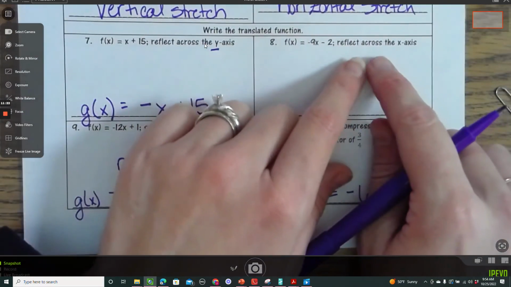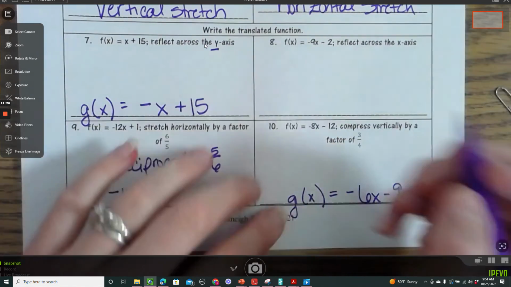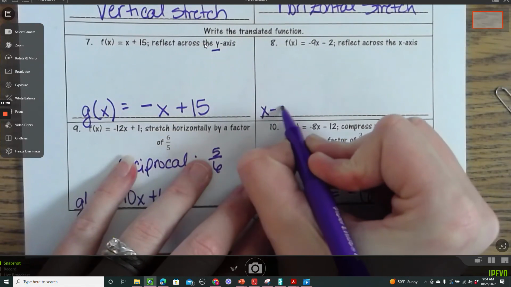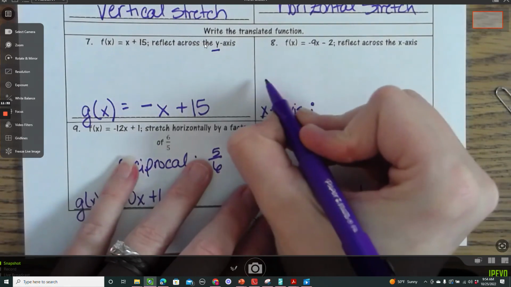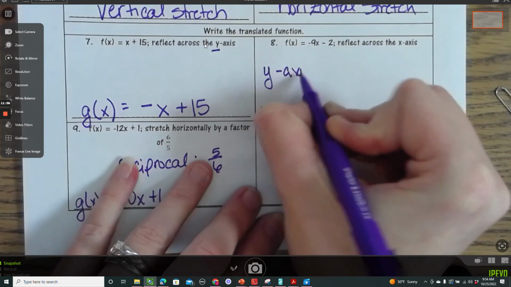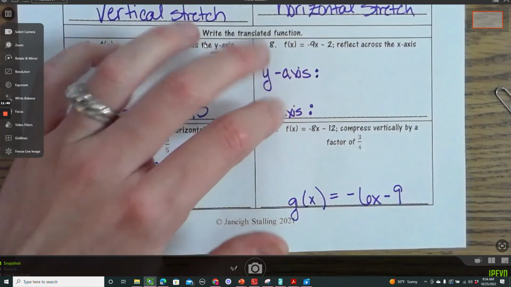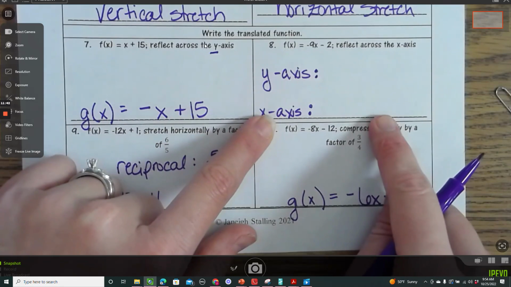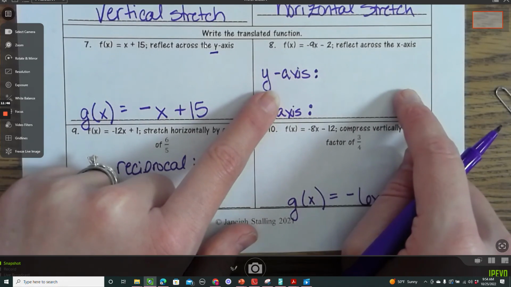So the only one that I have left for you is the reflection. Here's the deal. It says reflect across the x. Flip everything. And you're going to write the new one on this line. If you want to reflect it across the y-axis as well, I'll give you some bonus points. But you've got to label which one is flipping it across the x and which one is flipping it across the y. Okay?